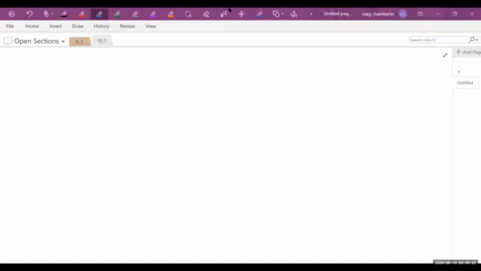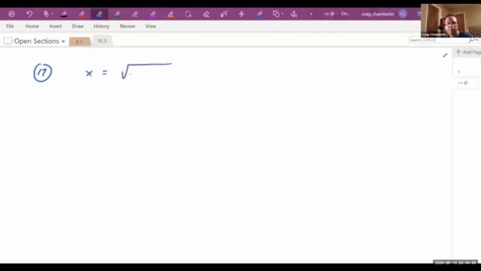Professor? Yep. Could we do number 17 from that section, please? Find the area. Yeah, I like this one. Not that I don't like the others, but we haven't done it yet. Okay, so 17. We have x equals the square root of a squared minus y squared. This is 8.2.